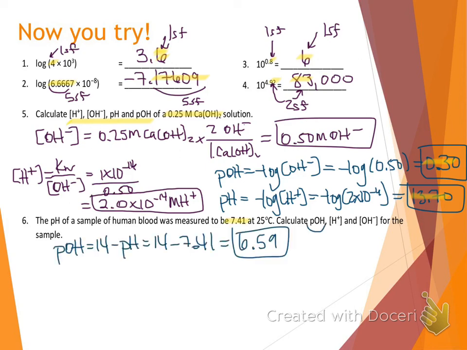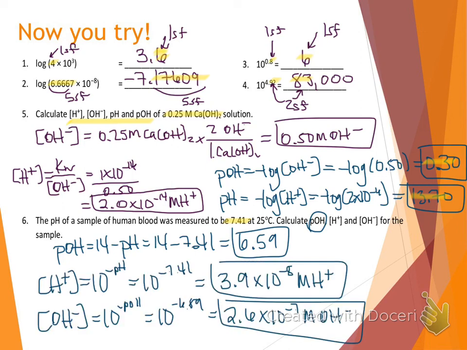The first part of this, the easiest thing to find, is pOH. pOH plus pH equals 14, so subtract your pH, we get 6.59 for the pOH. Then when we go and find our H plus and OH minus, we have the pH and pOH, so we can just simply take the anti-log of both. So 10 to the negative pH gives us that molar H plus concentration of 3.9 times 10 to the negative 8, and we can see our OH minus concentration there as well.